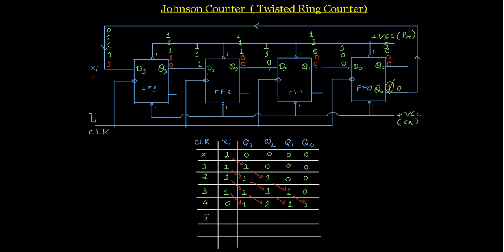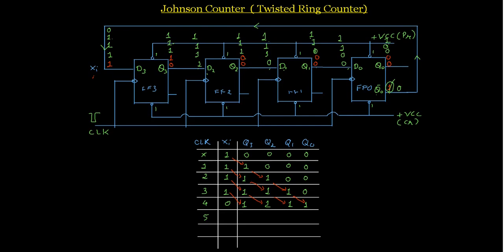see what the inputs of the different flip-flops are. The input to flip-flop number 3 is 0. Now what is the input for flip-flop number 2? That is 1. Flip-flop number 1, that input is also 1, because here it is 1, and this one appears here, so the input to flip-flop 0 is also going to be 1.